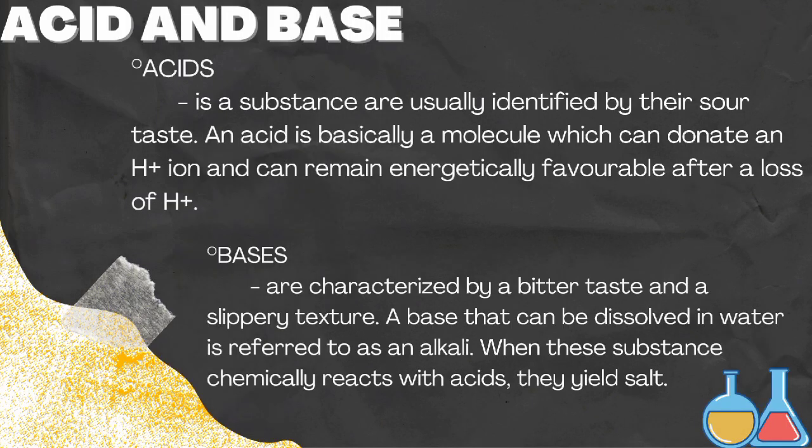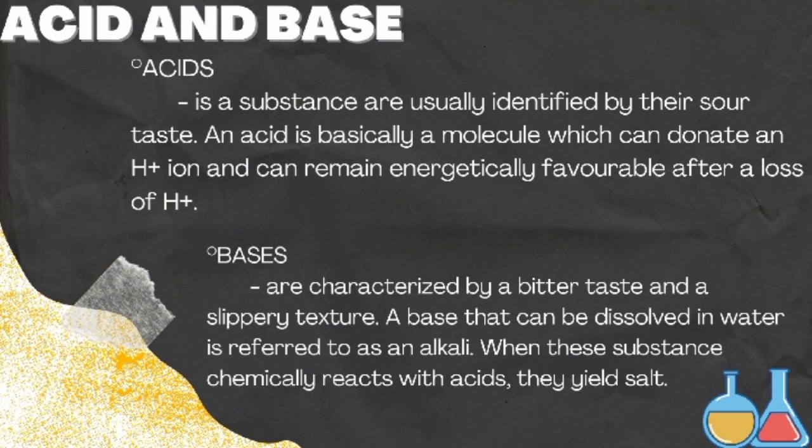So what are acids and bases? Acids are substances usually identified by their sour taste. An acid is basically a molecule which can donate an H+ ion and can remain energetically favorable after a loss of H+. On the other hand, bases are characterized by a bitter taste and a slippery texture.